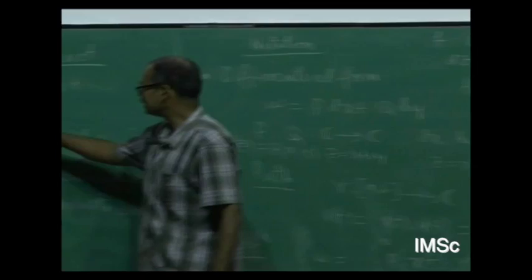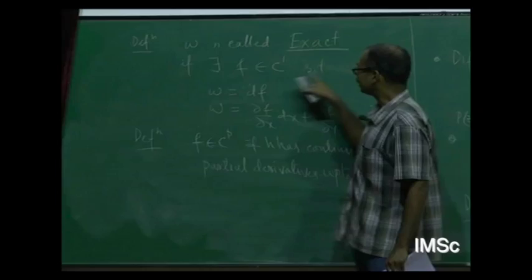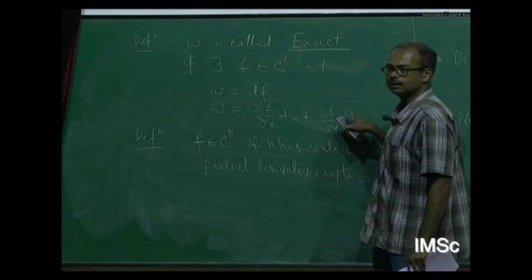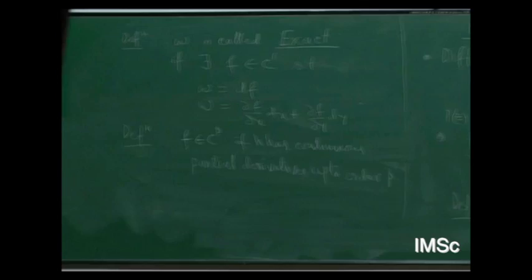This is just a definition. Such that if there is a function such that this differential form, which is omega, is equal to this form.